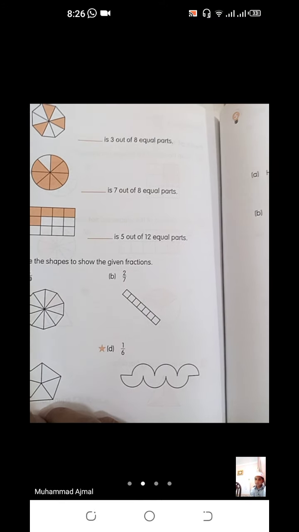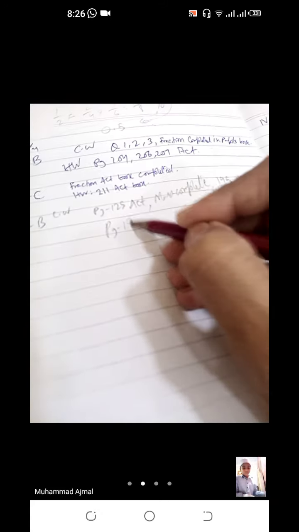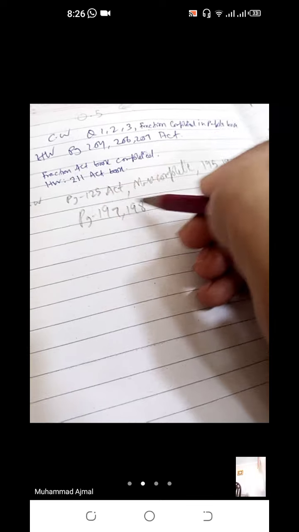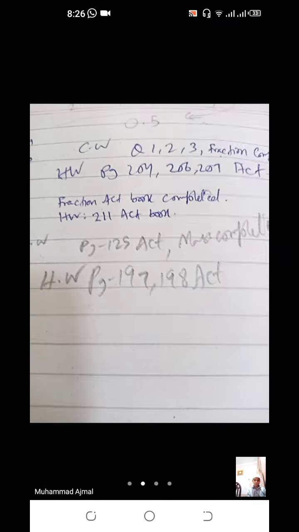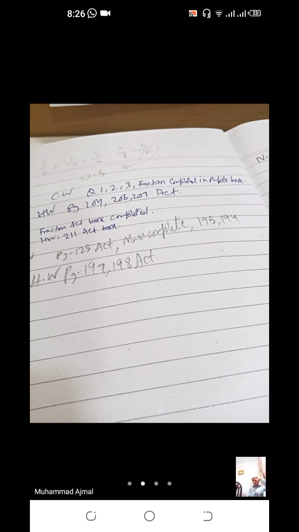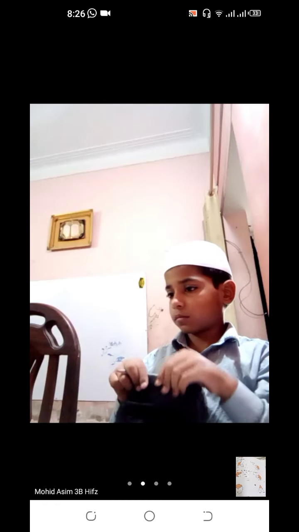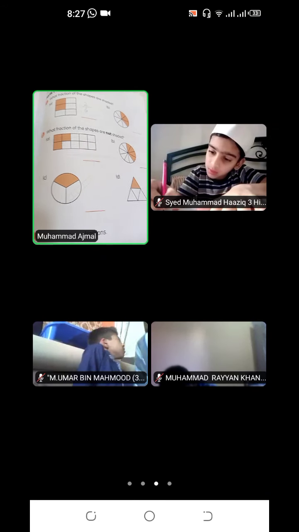Okay, you will do it in your home. Yes, page 197. This is your homework, okay? Page 197 and 198 of activity book. Yes. Anybody has any problem, any question?